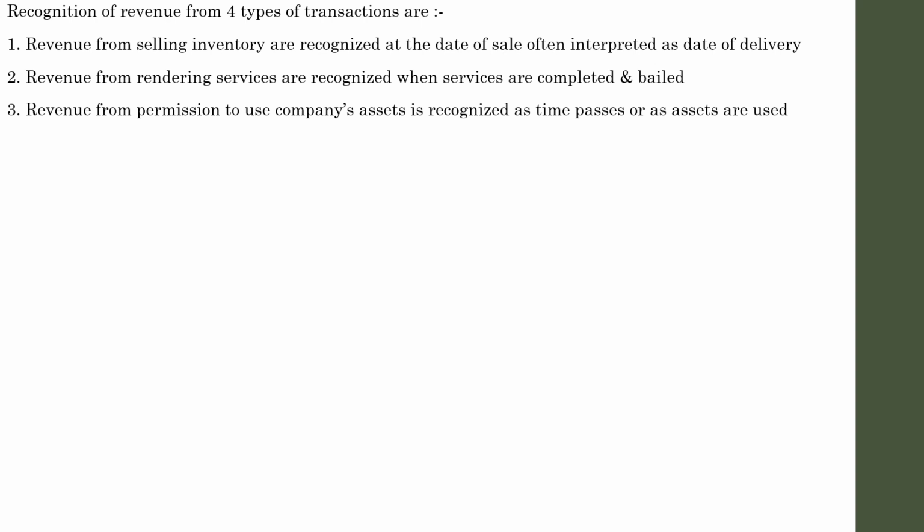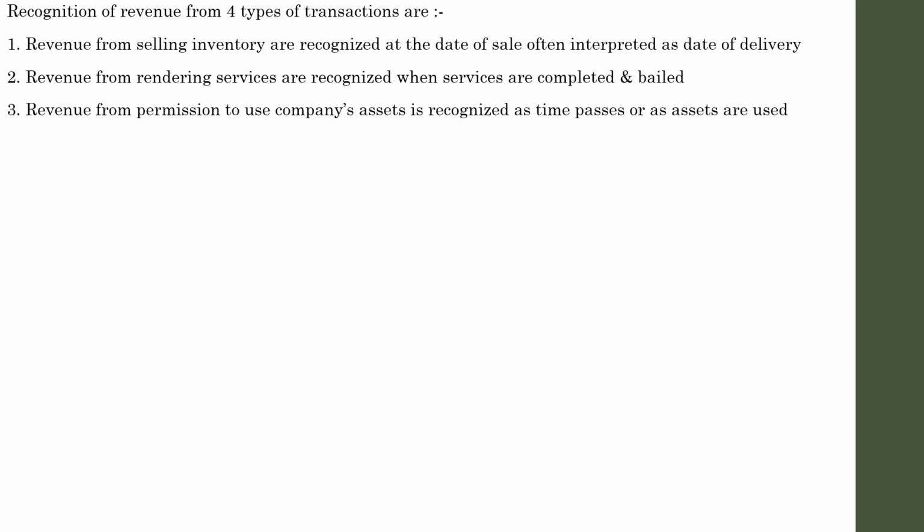Is recognized as time passes or our assets are used. In simple terms, we can lease the assets of companies for some business purposes. There are many companies that provide their capital assets or their fixed assets to other businessmen or other companies for usage. For that, the company who is offering the assets will charge a certain amount of fees or an interest.